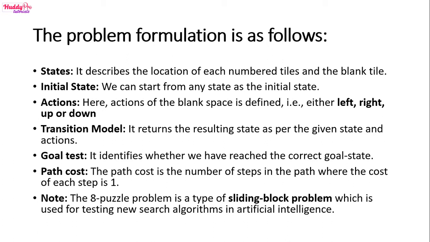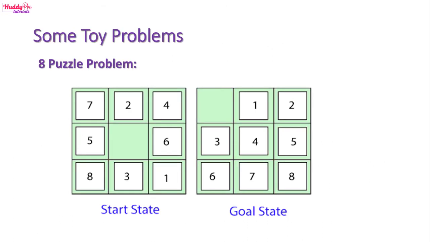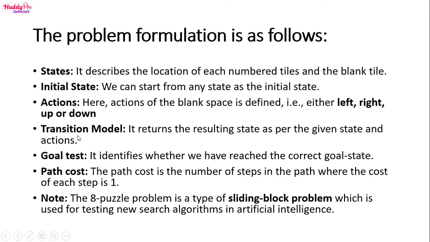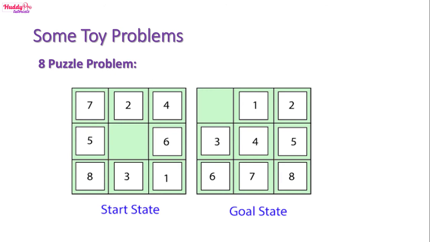Then the goal test identifies whether we have reached the correct goal state. So our goal state is this one, to have our tiles arranged in ascending order from 1 to 8. Then we have the path cost. The path cost is the number of steps in the path, where the cost of each step is 1. So our path cost depends on how many steps you make to reach this goal state.